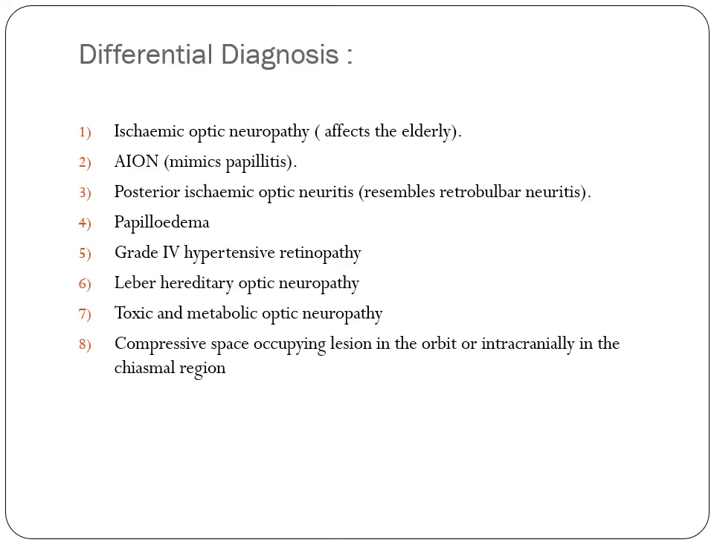Differential diagnosis is mainly for the postgraduate students: how it differs from ischemic optic neuropathy, how it differentiates from anterior ischemic optic neuropathy, how it differentiates from posterior ischemic optic neuropathy, papilledema, grade 4 hypertensive retinopathy, Leber's hereditary optic neuropathy, toxic and metabolic optic neuropathy, compressive space-occupying lesion in the orbit or intracranially.